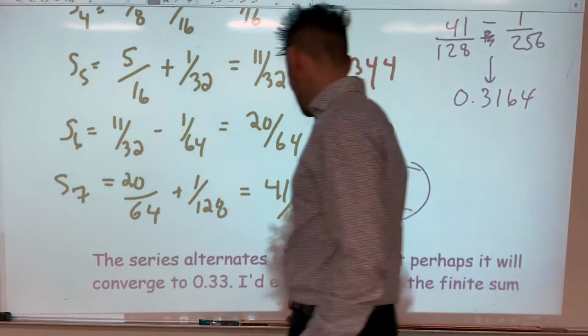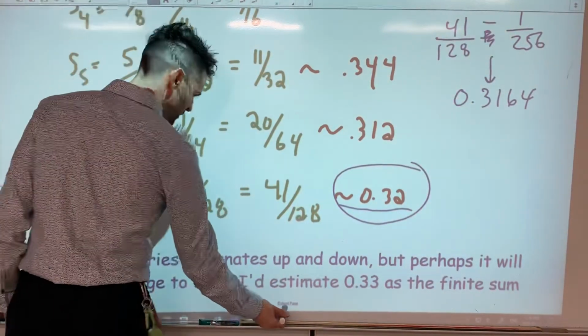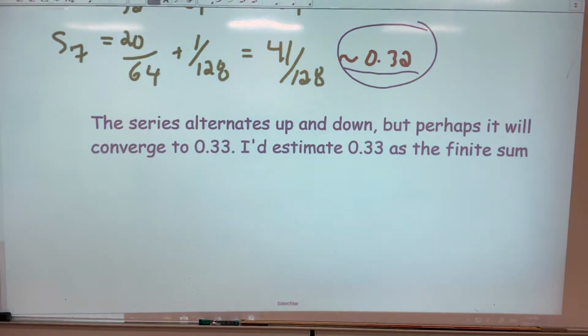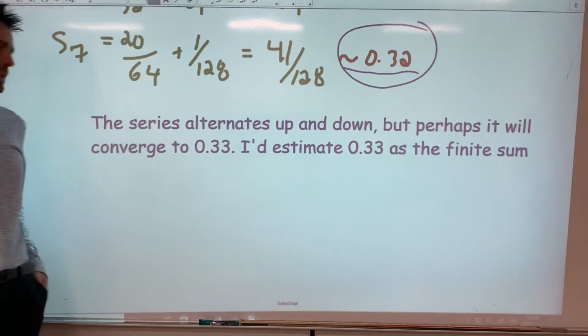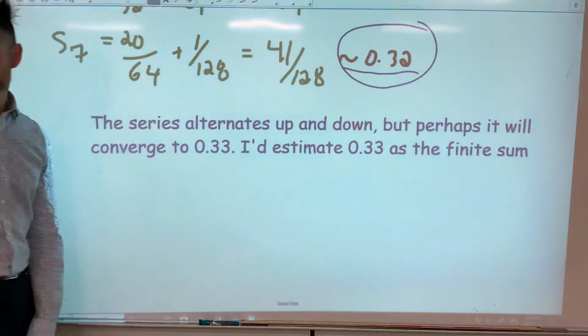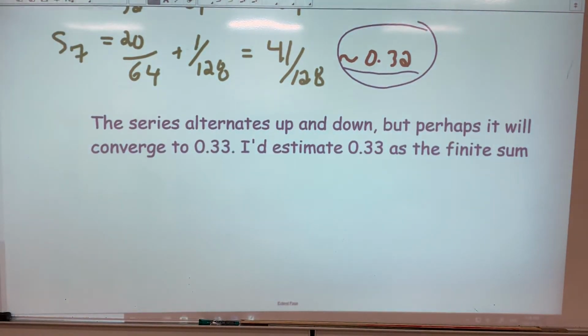So here's the important conclusion you need to write. The series alternates up and down, but perhaps it'll converge to maybe like 0.33 or 0.32. Remember, we're just estimating, so I'm going to say about a third. Seems like a nice number. Okay, I'll show you the formula.